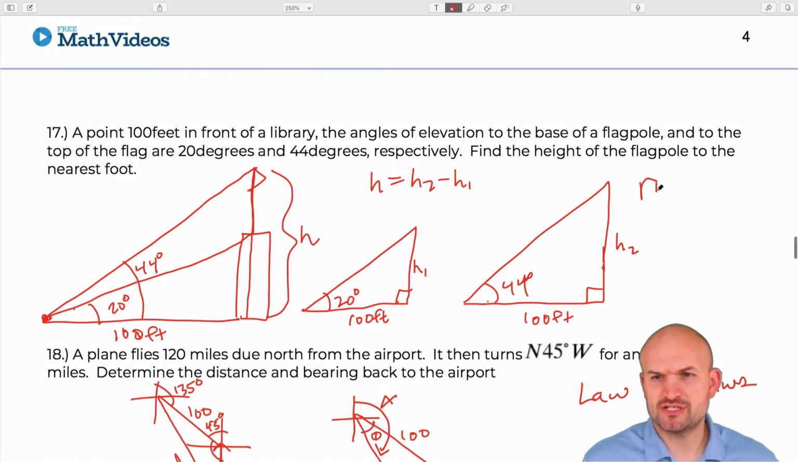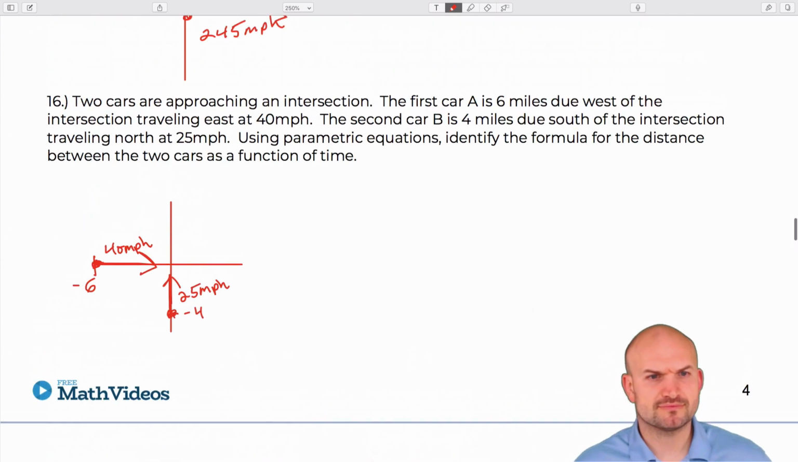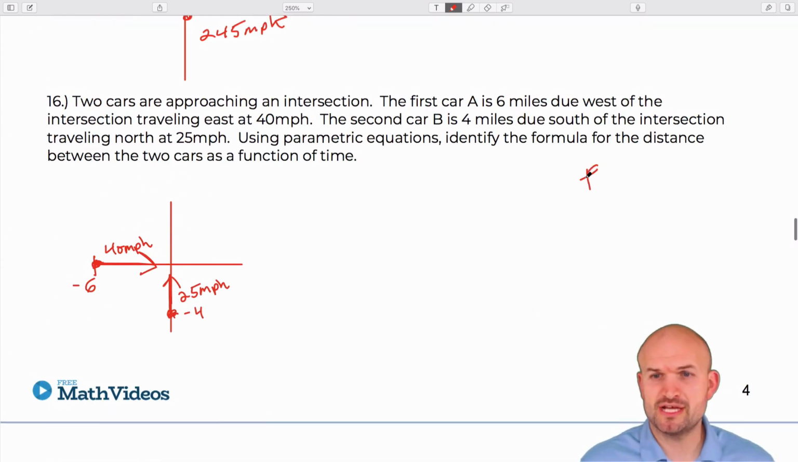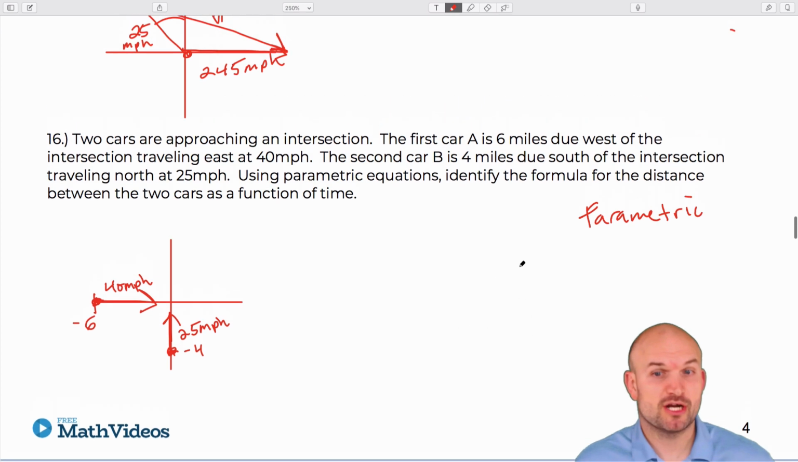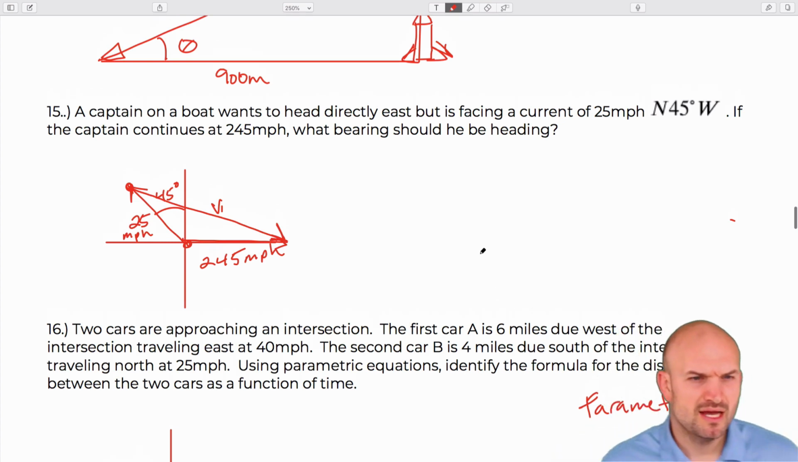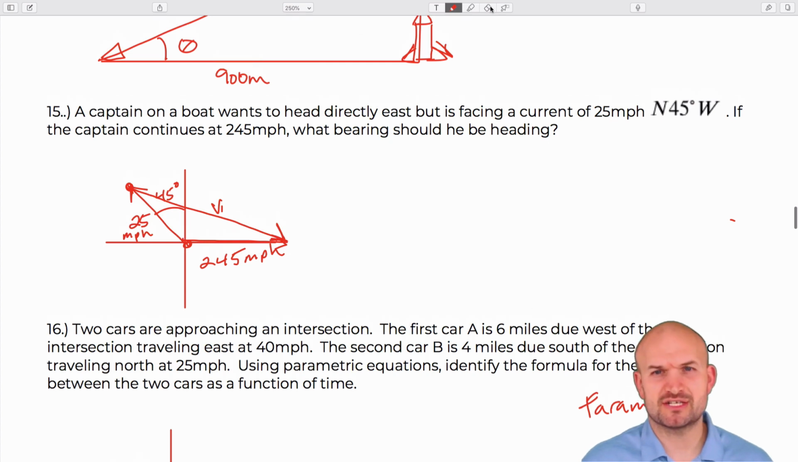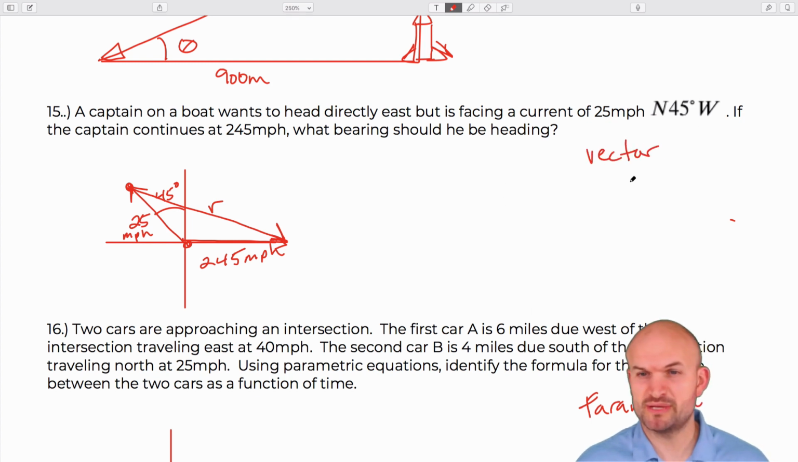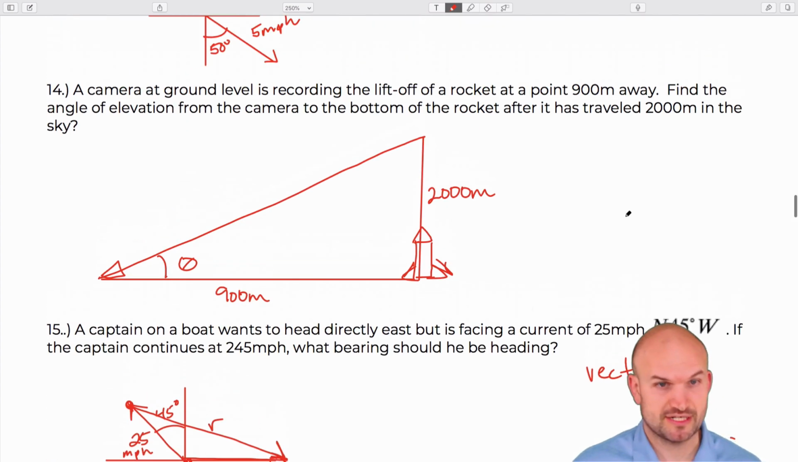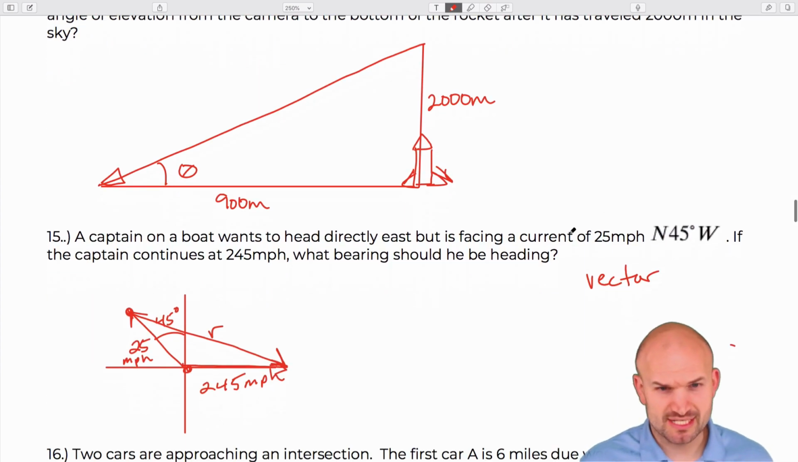The next one is just going to be right triangles, and we're going to be finding the height. The next one is going to be parametric equations, and we're going to be writing the parametric equations to identify the formula. The next one is what bearing should be the heading. So I'm actually just going to call that our resultant vector R. This one is going to be another vector problem, so we'll be looking for R, the resultant vector, as well as the bearing.